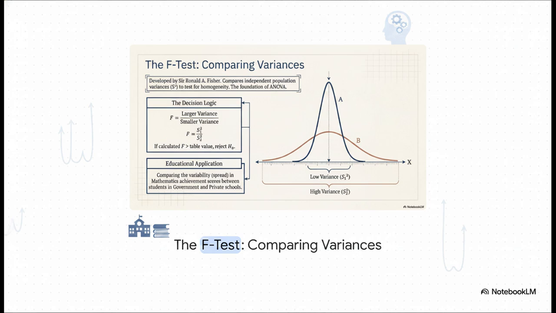Also hanging out in Hemisphere A is the F-test, developed by Sir Ronald A. Fisher, but instead of comparing averages, the F-test compares independent population variances. It's essentially testing for homogeneity by dividing the larger variance by the smaller one. Are we looking at a tight curve with low variance or a wide, highly varied curve? If you're comparing the spread of math achievement scores between government and private schools, you're relying exactly on this test. Plus, it forms the very foundation of ANOVA.